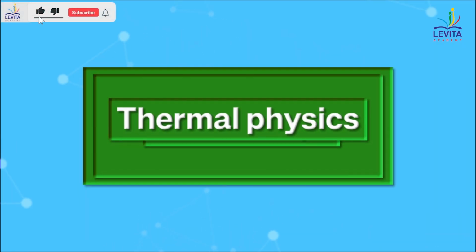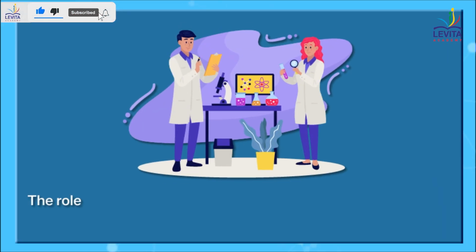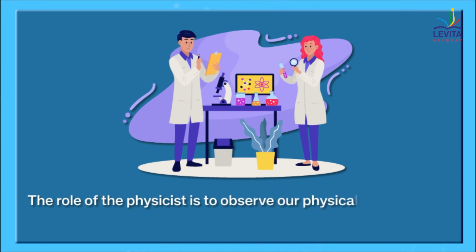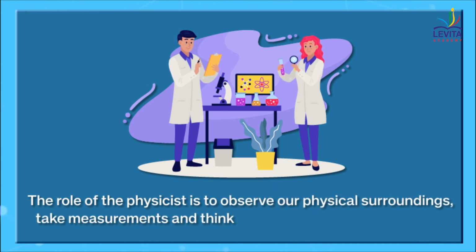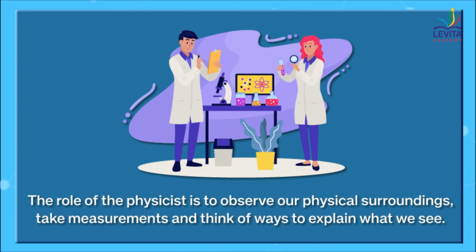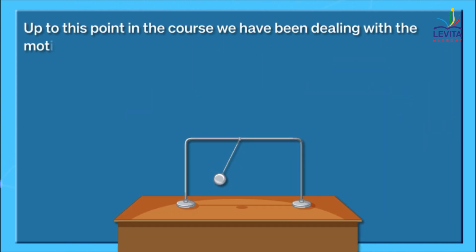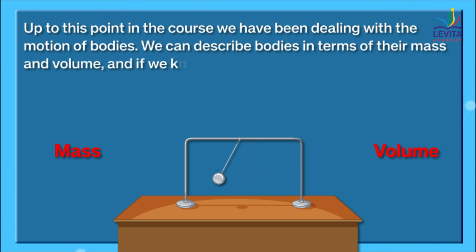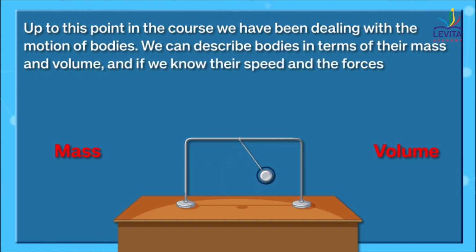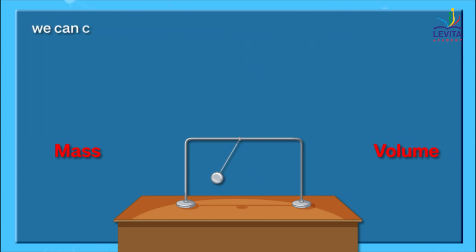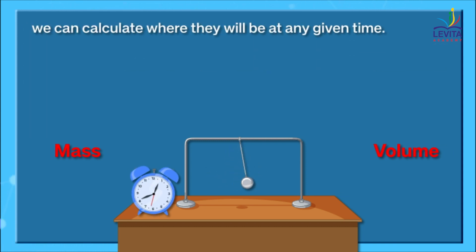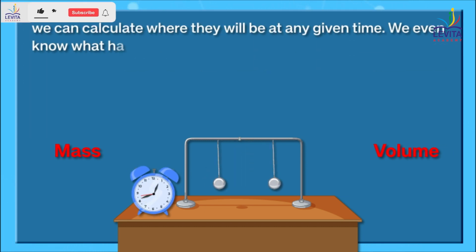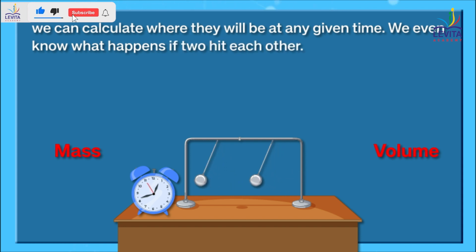Thermal physics. Thermal concept. The role of the physicist is to observe our physical surroundings, take measurements, and think of ways to explain what we see. Up to this point in the course, we have been dealing with the motion of bodies. We can describe bodies in terms of their mass and volume, and if we know their speed and the forces that act on them, we can calculate where they will be at any given time. We even know what happens if two hit each other.